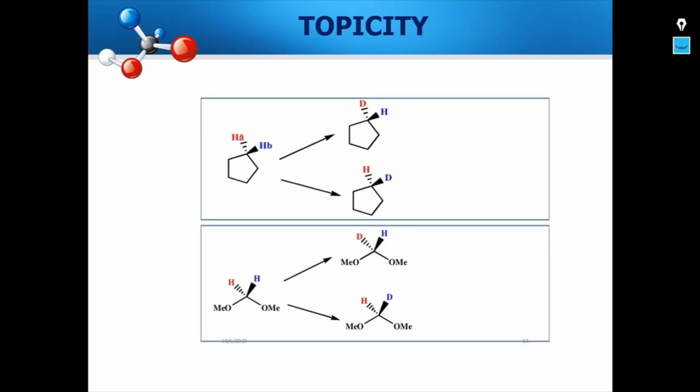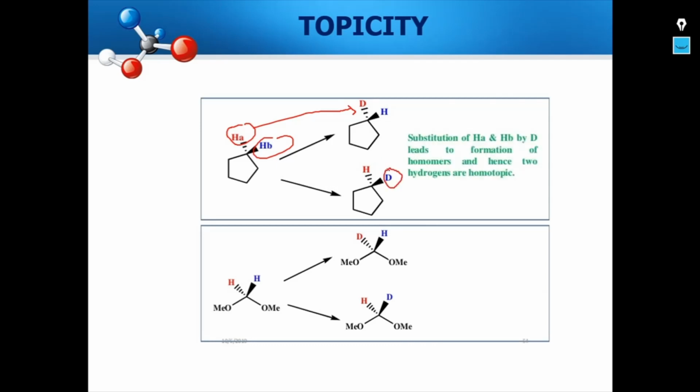Let's take another example here. Again, we are replacing this hydrogen with deuterium, and we replace this hydrogen with deuterium, and what do we end up with? We end up with homomers, and hence these two hydrogens are homotopic in nature. Please remember, two hydrogens are said to be homotopic when after replacement you end up with the same molecule. You're not going to have any non-superimposable mirror image.